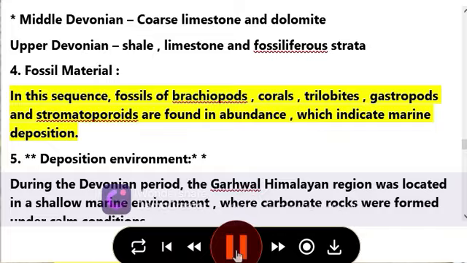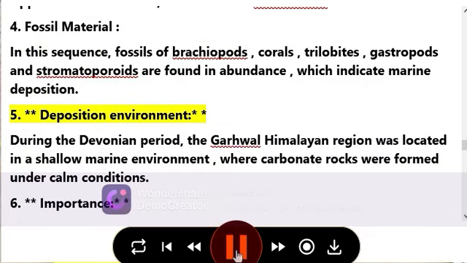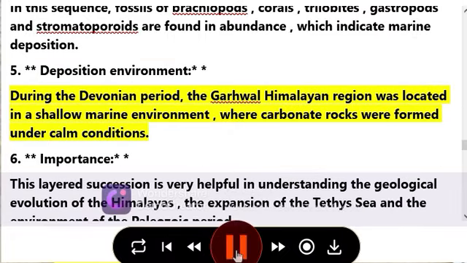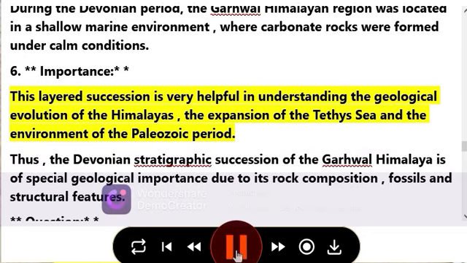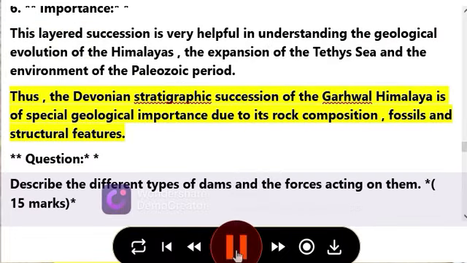4. Fossil material. In this sequence, fossils of brachiopods, corals, trilobites, gastropods and stromatoporoids are found in abundance, which indicate marine deposition. 5. Deposition environment. During the Devonian period, the Garhwal Himalayan region was located in a shallow marine environment where carbonate rocks were formed under calm conditions. 6. Importance. This layered succession is very helpful in understanding the geological evolution of the Himalayas, the expansion of the Tethys Sea, and the environment of the Paleozoic period.